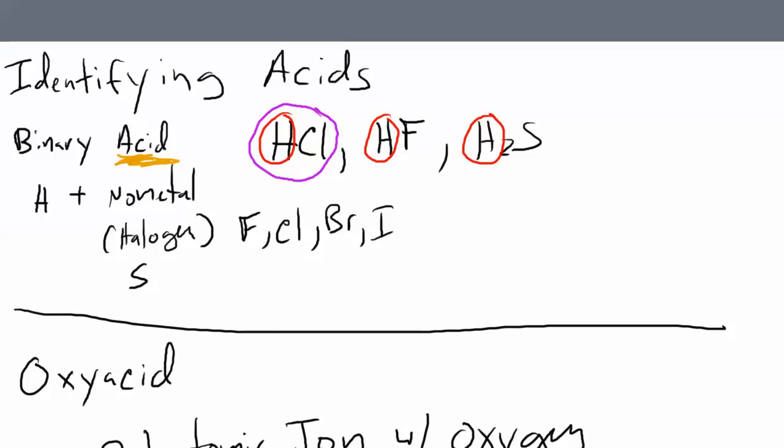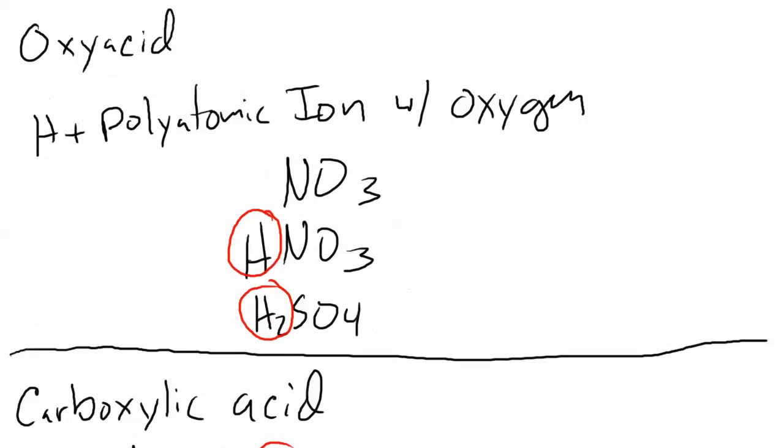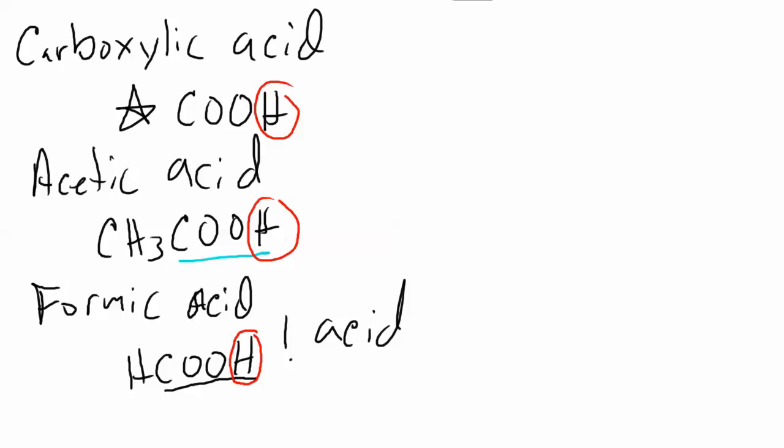So there you go. That's how you can identify 3 different types of acids. Binary, it's going to be hydrogen with a nonmetal. Oxy acids will be hydrogen stuck on the front of a polyatomic ion that has oxygen in it. And carboxylic acid is going to always have COOH. If you see any of those three things, you can say with confidence that the formula that you're looking at is an acid.